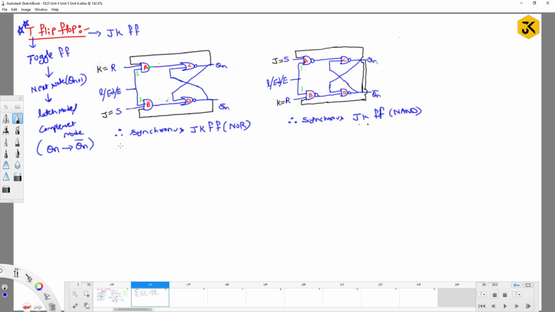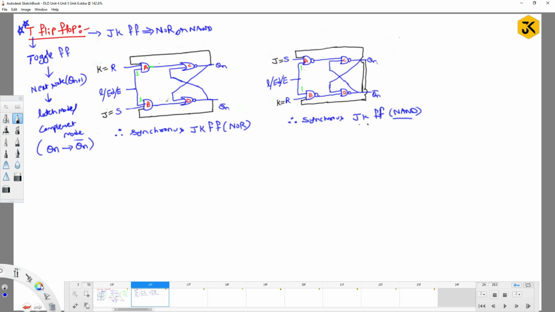But here we are going to have only one input, that is T. So can we implement it with respect to the basic JK flop? Yes, we can do. Basically a JK flop we can do with the help of either NOR gates or NAND gates, right? That is the reason I have taken two circuits here. One is the synchronous JK flop using NOR gates and the synchronous JK flop using NAND gates.